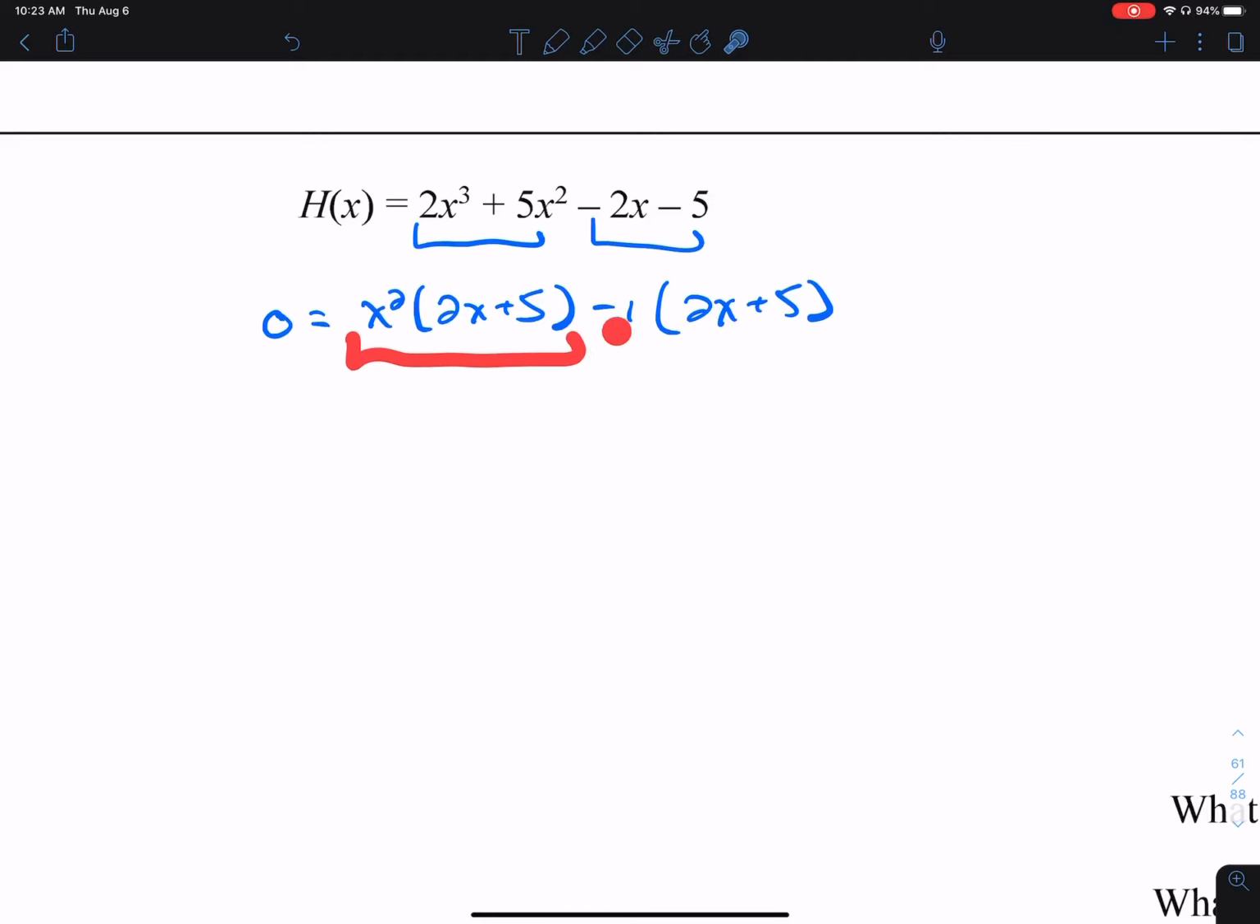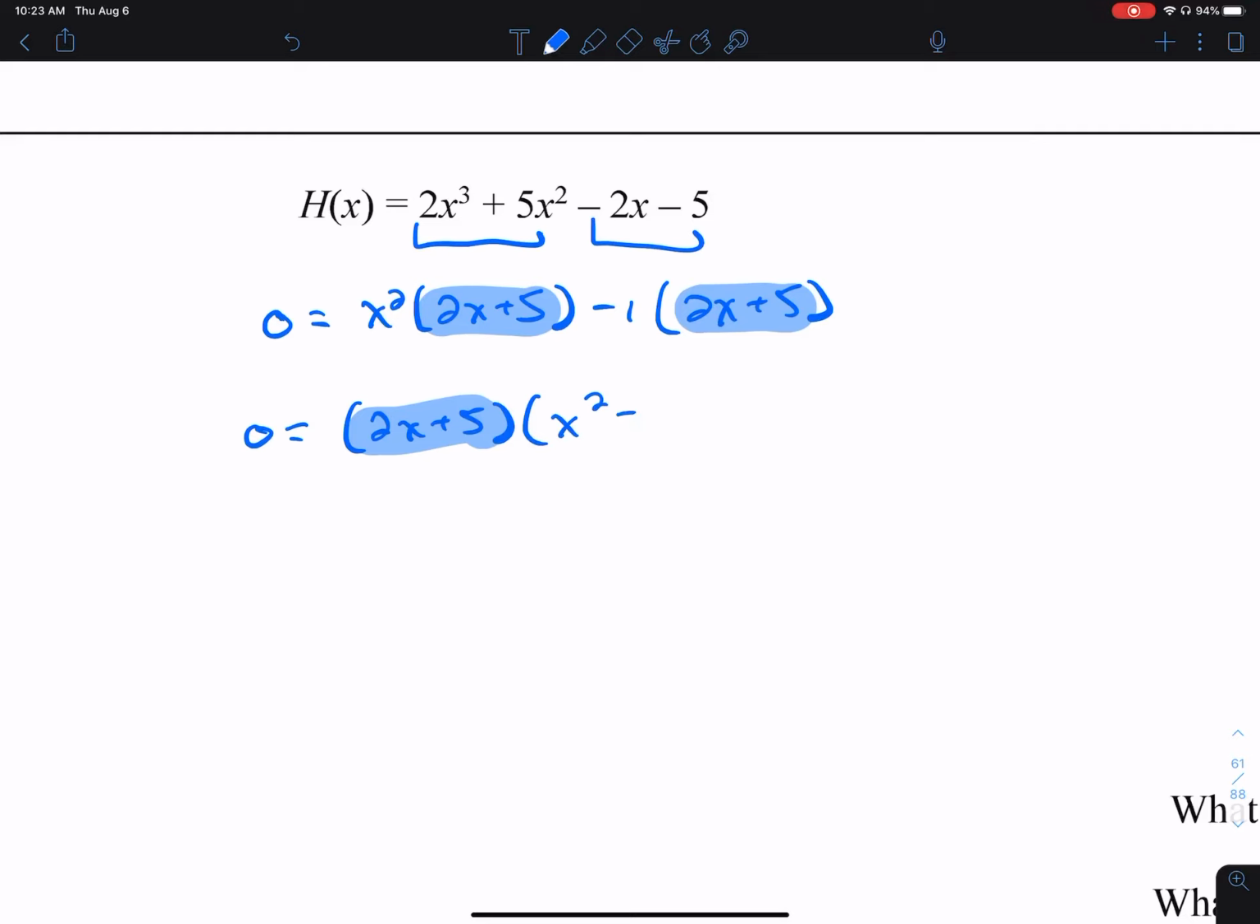This is one term, this is one term. Both of those terms have in common a GCF of 2x plus 5. If we factor the 2x plus 5 out to the front, we are left with an x squared minus 1.